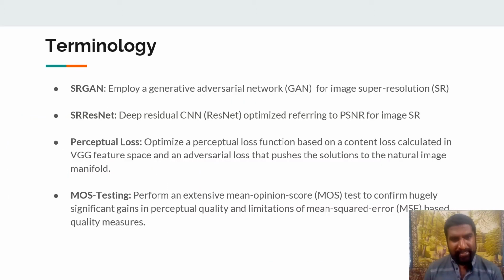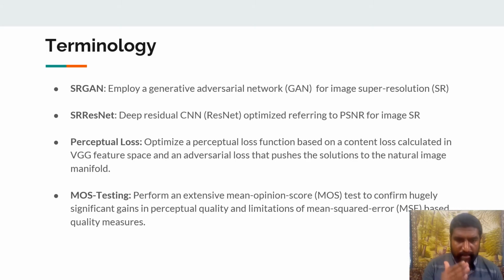Let me also explain the terminology that we come across in this paper. There's something called SRGAN. GANs are a very popular field of research in the current world. GAN refers to a generative adversarial network, and here SRGAN refers to a GAN designed for image super resolution. There's something called SRResNet as well. SRResNet refers to a deep residual convolutional neural network which is optimized for the peak signal to noise ratio, designed for image super resolution.